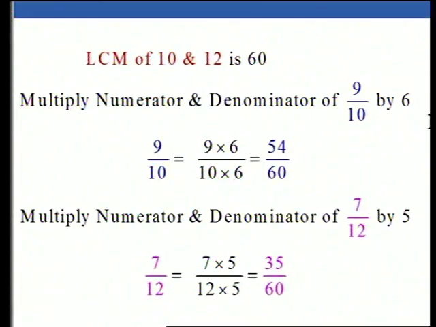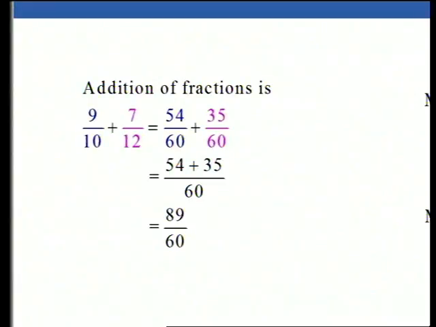Now coming back to the same sum, we have found that the LCM of 10 and 12 is 60. So let's multiply the numerator and denominator of 9 upon 10 by 6 to get the equivalent fraction for 9 upon 10 as 54 upon 60. In a similar way, multiply numerator and denominator of 7 upon 12 by 5 to get the equivalent fraction for 7 upon 12 as 35 upon 60. Now we can add the fractions: 9 upon 10 is equivalently 54 upon 60, whereas 7 upon 12 is equivalently 35 upon 60.